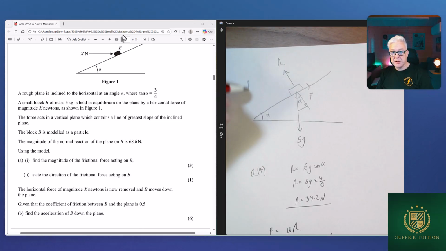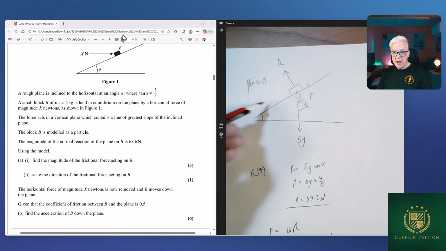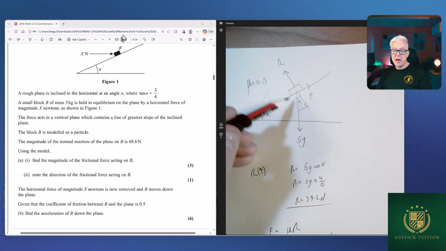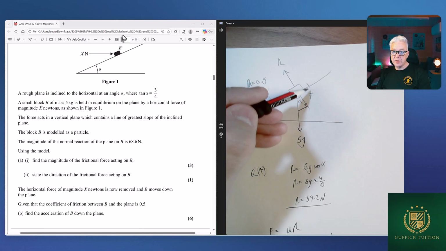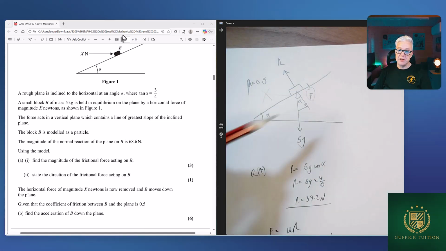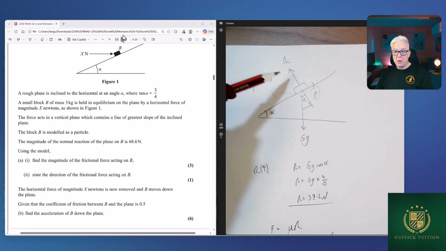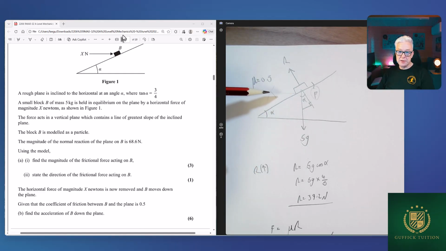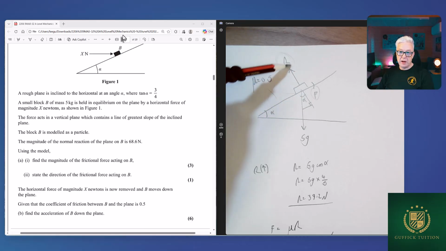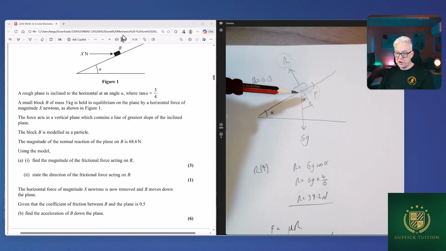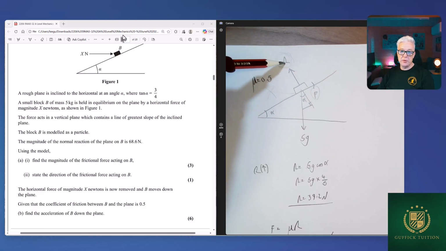Okay, so they've told us that the coefficient of friction, mu, is equal to 0.5. X has now been removed and the block is moving down the plane, so we can be confident that the friction is now acting up the plane. So there's our new simplified sketch showing the situation. Now, because there's no longer this force X here, it means we're going to have a different value for our normal reaction, because there's less force pushing the block into the plane. So this is going to be reduced.